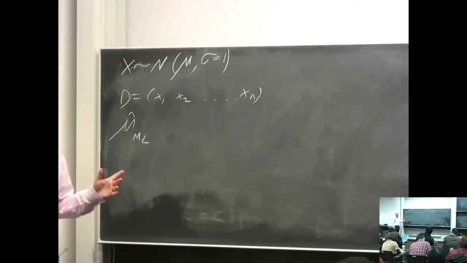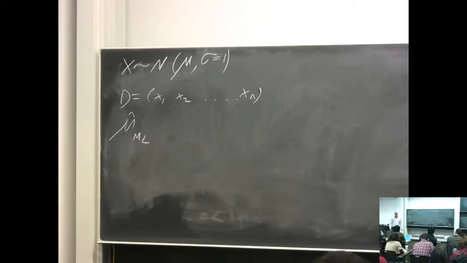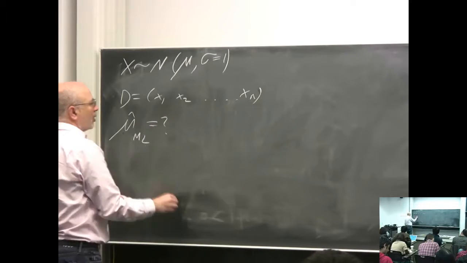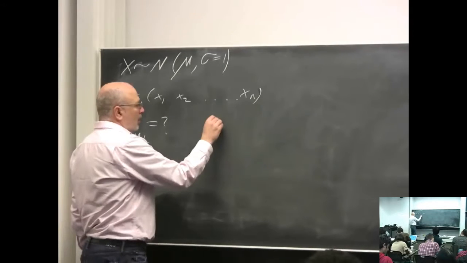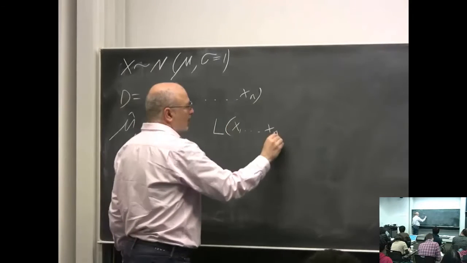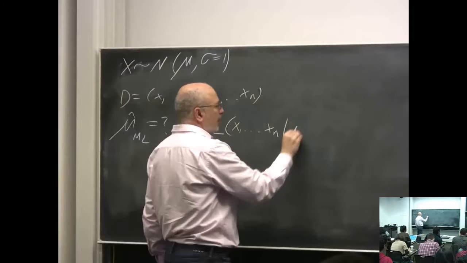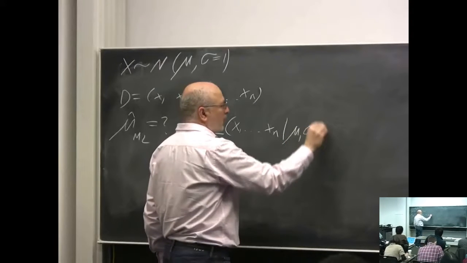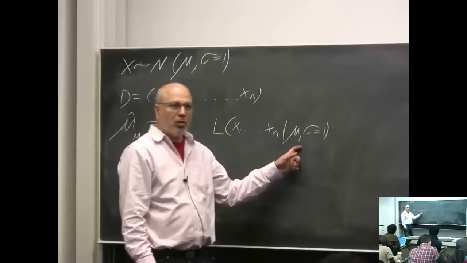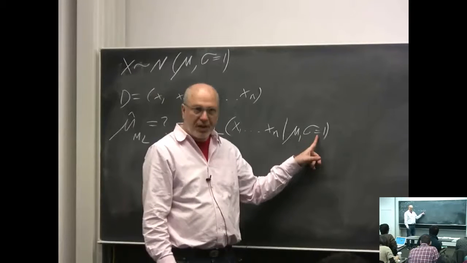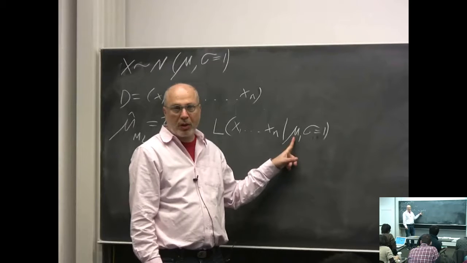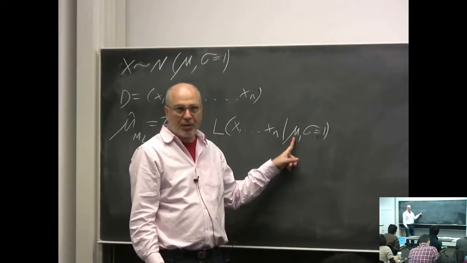We did this together. What we did is we set up the likelihood function. The likelihood function of the data conditioned on the mean and on the standard deviation being 1. So what's the difference between these two? This is known and fixed. This is fixed but not known, and in fact this is what we're going to optimize over.